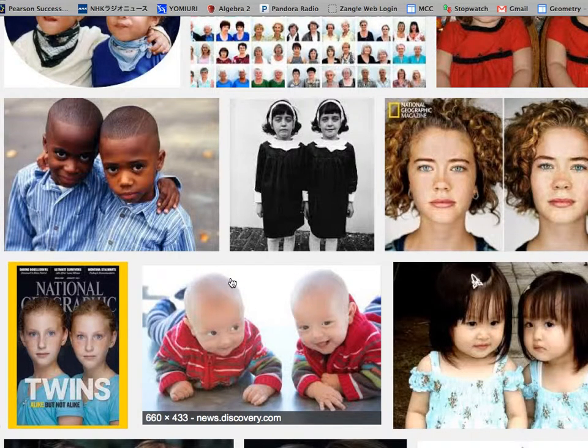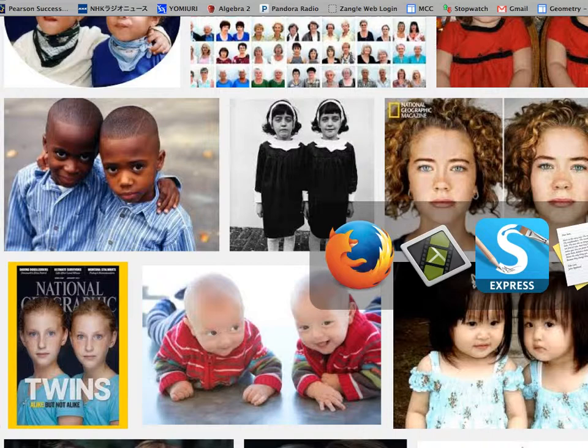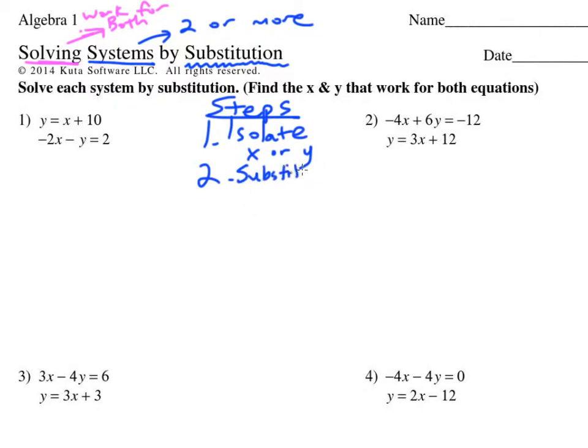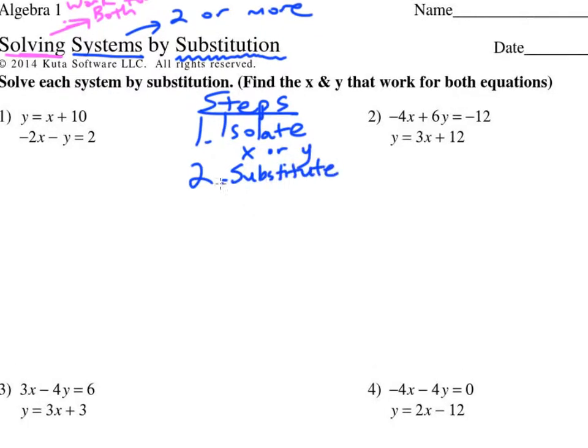So the steps to solving by substitution, there are 3 steps. Let's write these down. First is to isolate. Go and write that down. Isolate x or y. You want to isolate it. That's the key. Then you want to substitute. This is the key step. Substitute to the other equation.